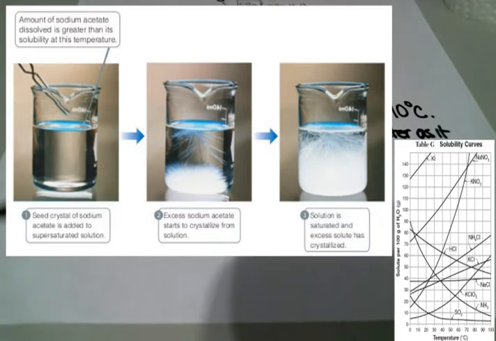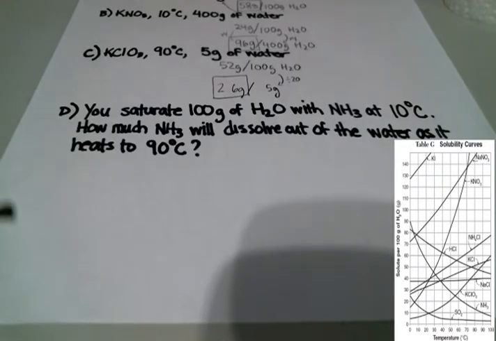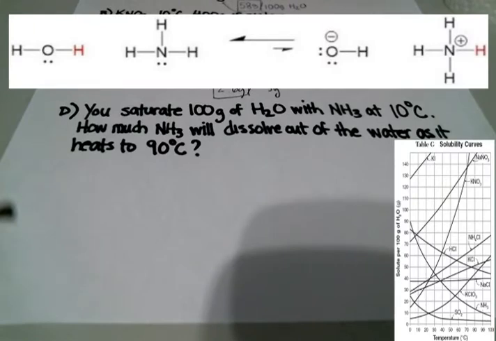Ammonia, when you dissolve it in water, actually starts a chemical reaction and creates a base made of ammonium cations and OH minuses.